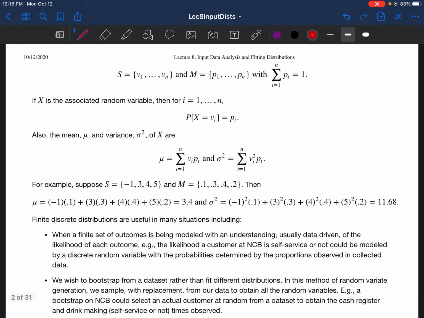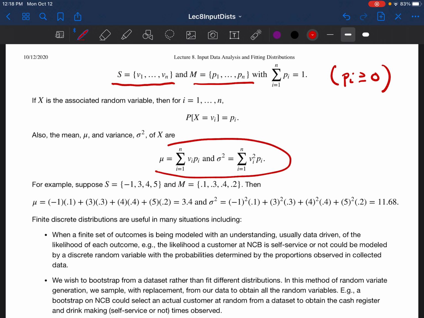Okay, so the setup here is that we might think of S as the set of values that this discrete distribution can take. And the p_i are going to be the probabilities that these occur. If you sum all those probabilities, they have to be equal to 1. And remember that the p_i are non-negative because they're probabilities. And we say that the probability that X equals v_i is equal to p_i. The mean and the variance are just given by these two formulas here.